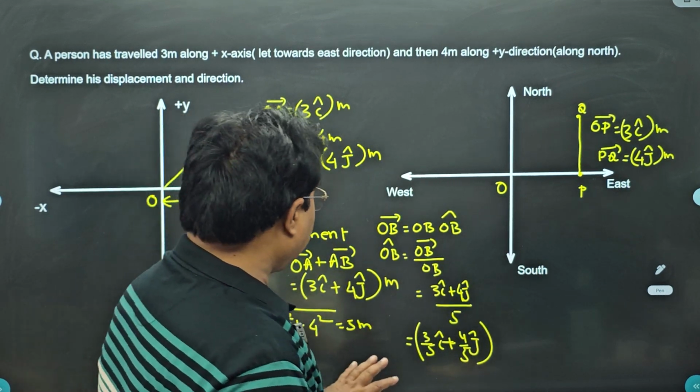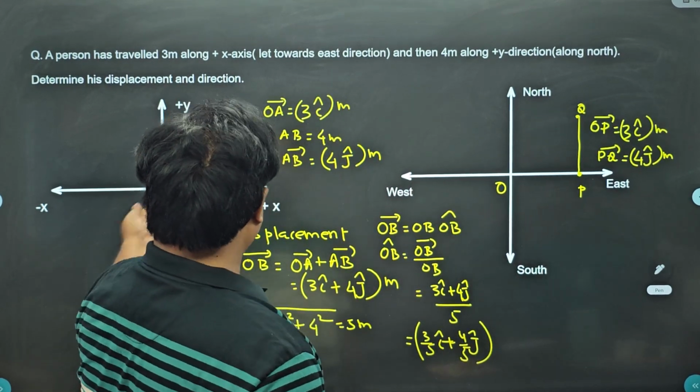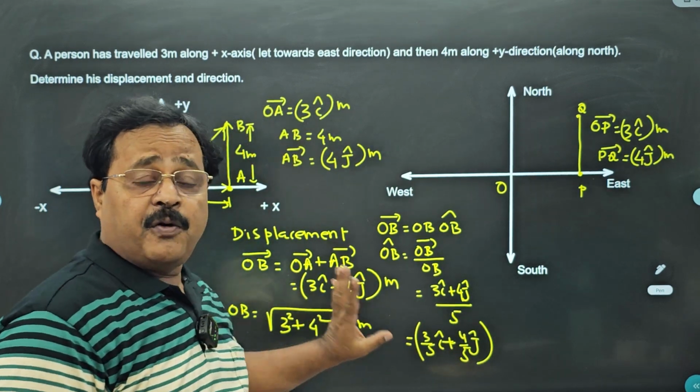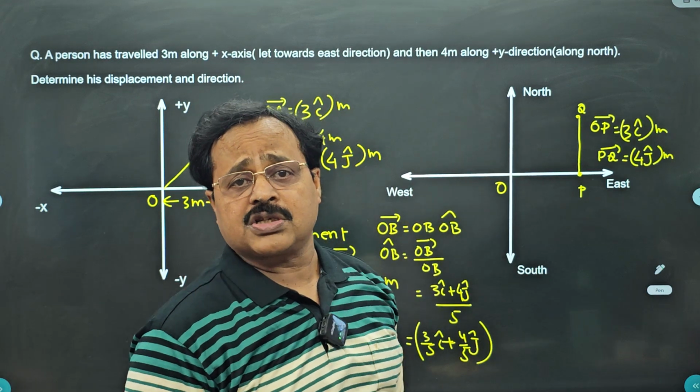What is the direction along displacement? What is the direction of the displacement? 3 by 5 i cap plus 4 by 5 j cap. If we write it in terms of north, south, east, west, what will we do?